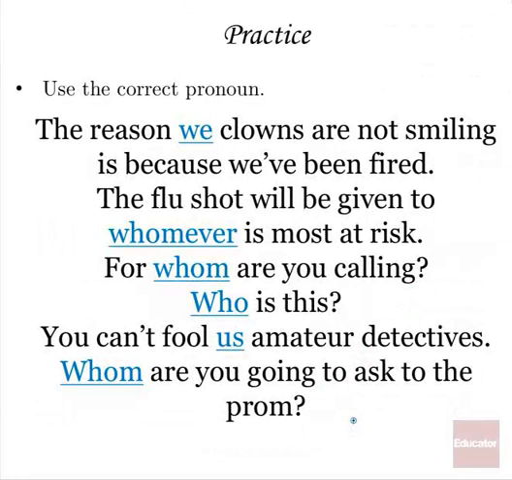All right, the reason we clowns are not smiling is because we've been fired. Well, we wanted the subject of are not smiling. If you get rid of clowns, it would be we are not smiling, so we is the pronoun we need. The flu shot will be given to whomever is most at risk. In this case, the preposition to is our controlling factor. It needs an object, so we use the objective case, whomever.